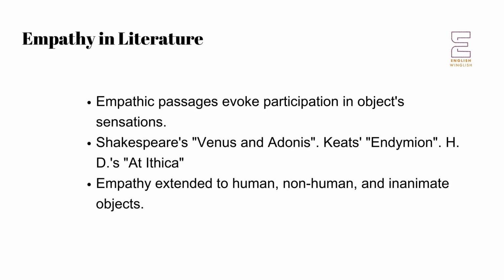Empathy in literature. In literature, passages described as empathic conspicuously evoke a sense of participation in the pose, movements, and physical sensations of the object being described. For instance, Shakespeare's narrative poem Venus and Adonis contains an empathic description of a snail recoiling in pain after being hit. Keats's Endymion offers an empathic portrayal of the motion of a wave, where the reader can almost feel the foam bursting with a weird indolence.